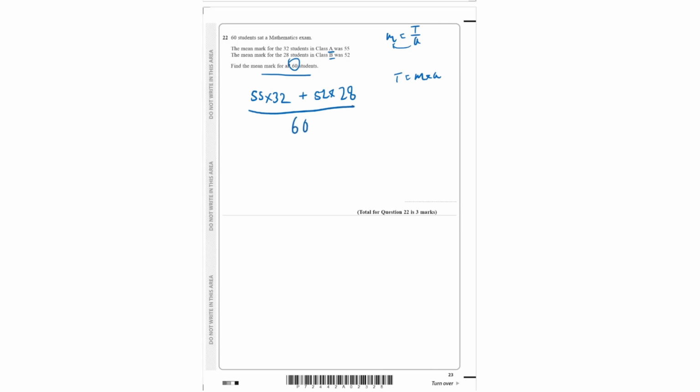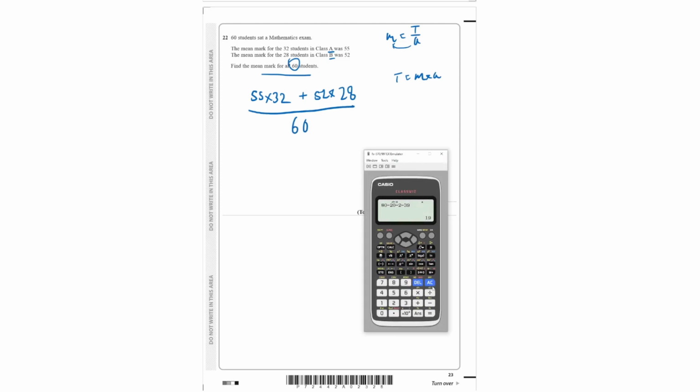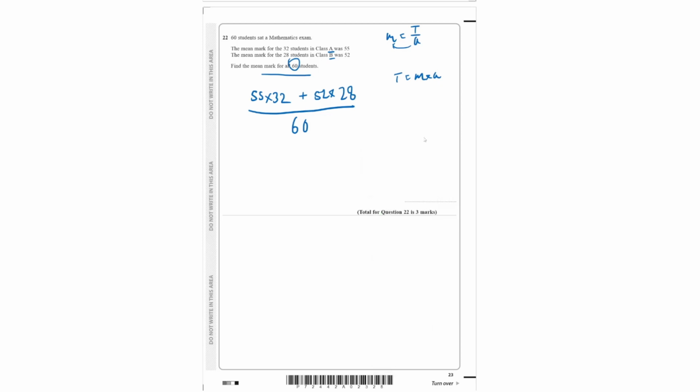We can then put this into a calculator to find our answer, which is 55 times 32 plus 52 times 28, which is then divided by 60. That gives us 53.6. What does that mean? That means the mean mark for all 60 students is 53.6.